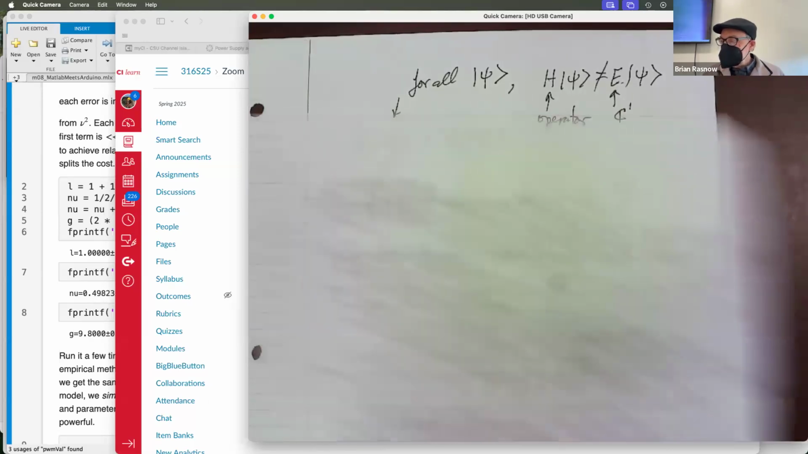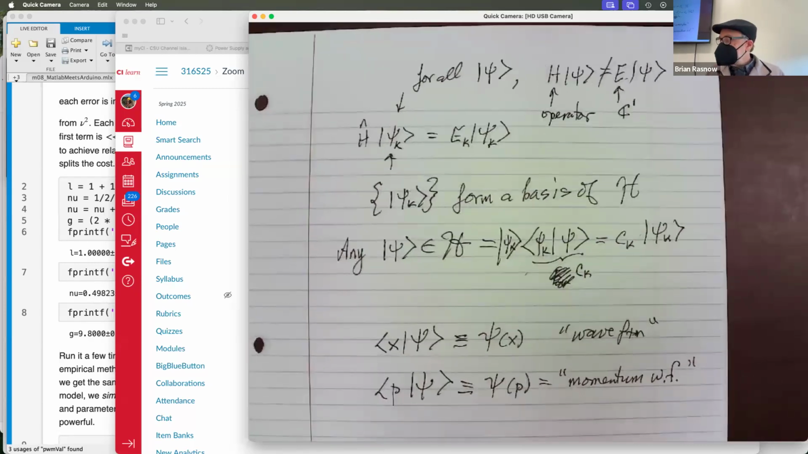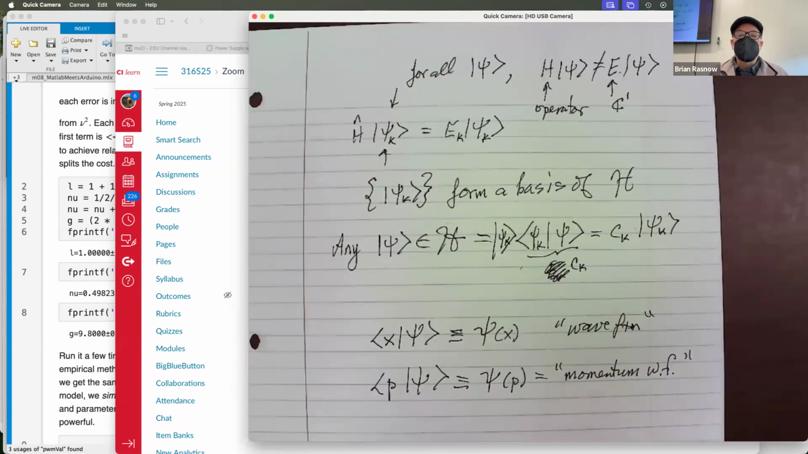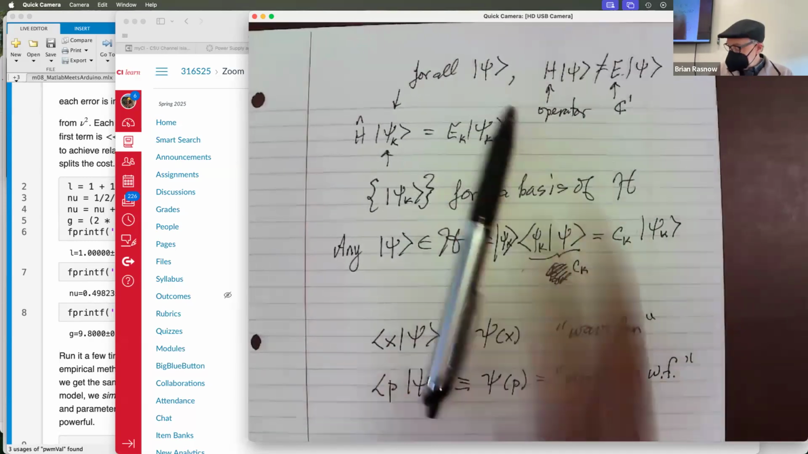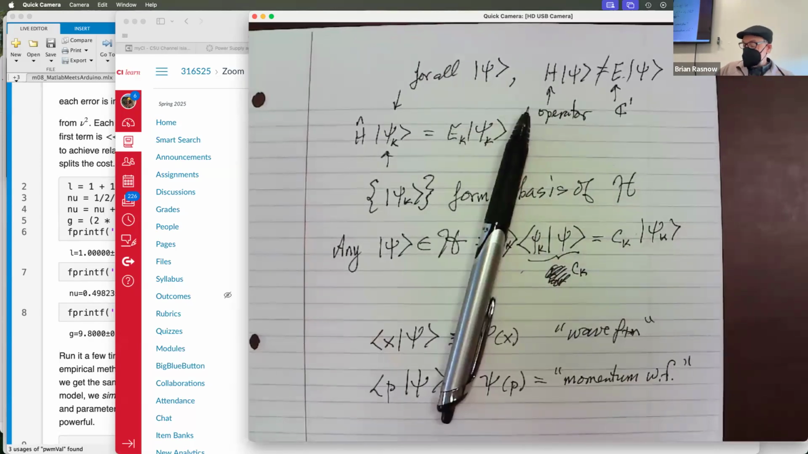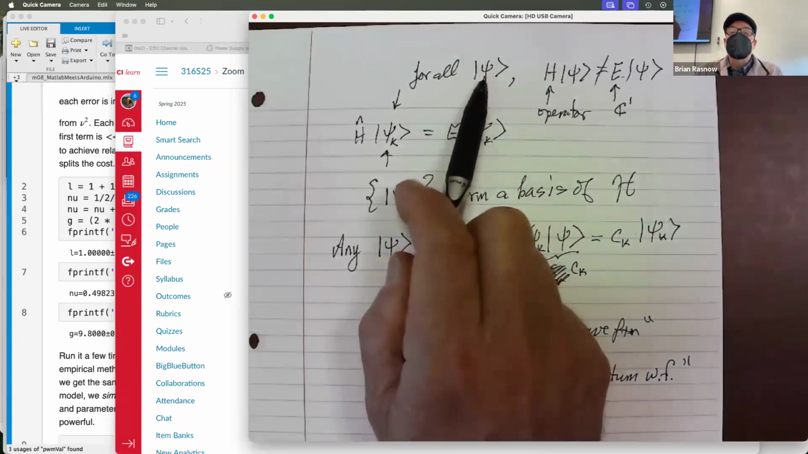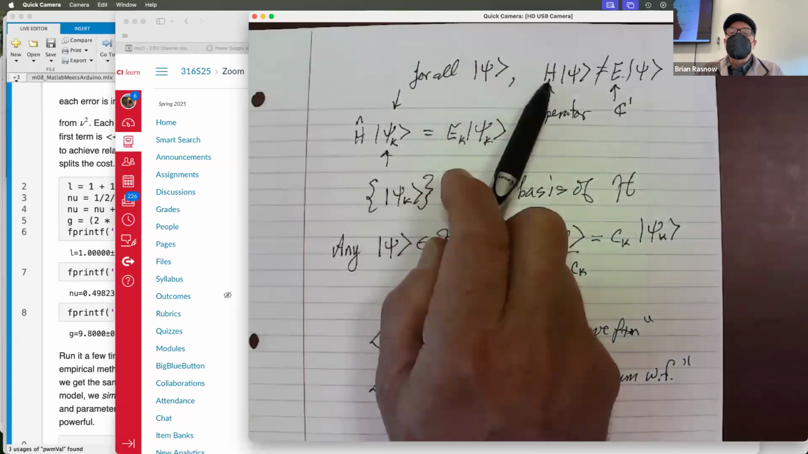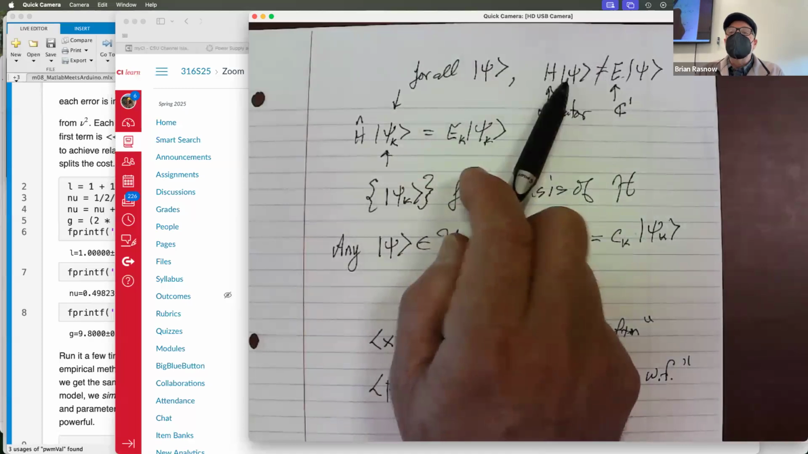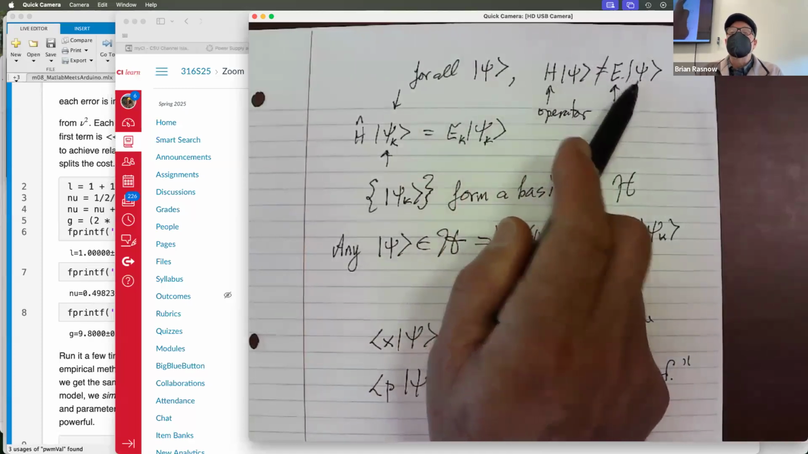Let's see, we've been going through chapter 3.3 and we've come to this piece of magic here. Psi represents some state. Each object like this represents a state of a system. In general, if you act with an operator on a state, you do not get the same state back. You get a different state.